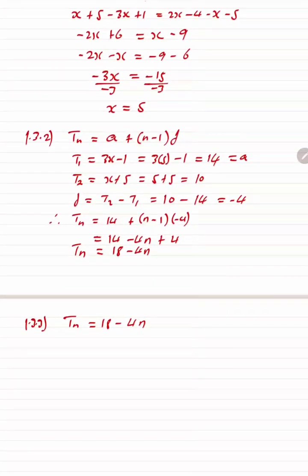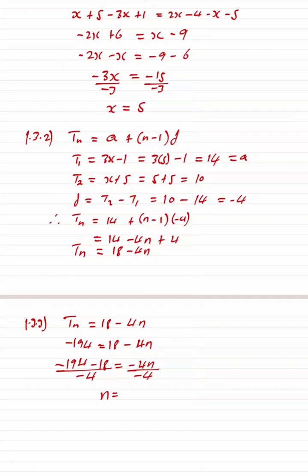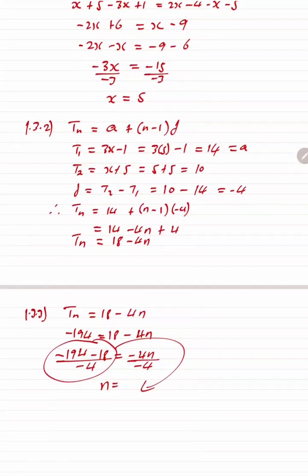That's minus 194 equals 18 minus 4n. Then we're going to have minus 194 minus 18 when we transpose, and then minus 4n. Then it means that we have to divide both sides by minus 4. And then n alone has to be, I don't have the calculator with me, but we can press this in the calculator, and that's going to be the answer that we're going to have here.